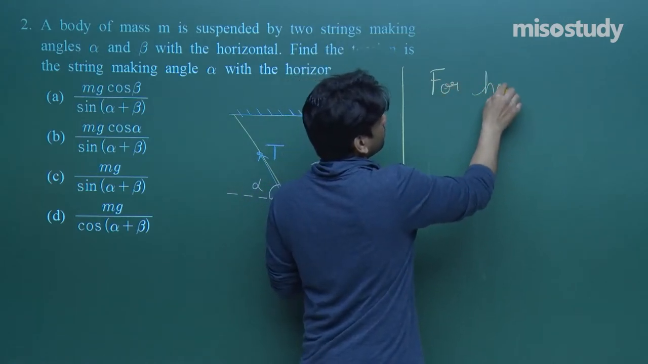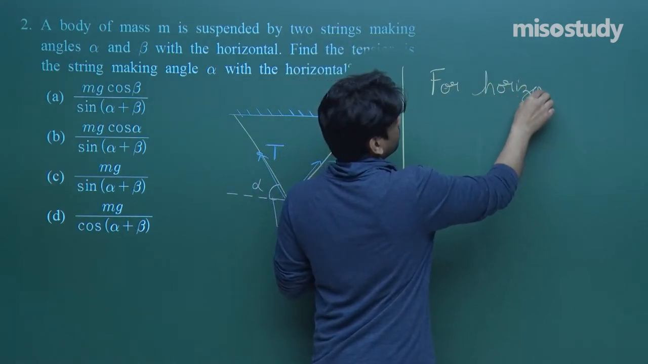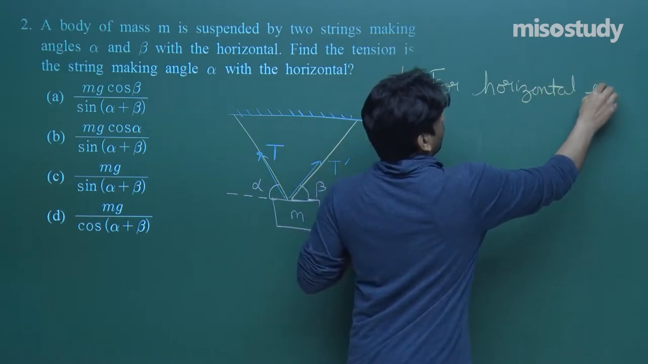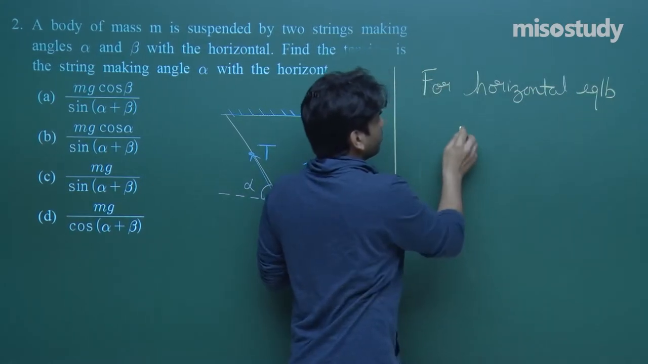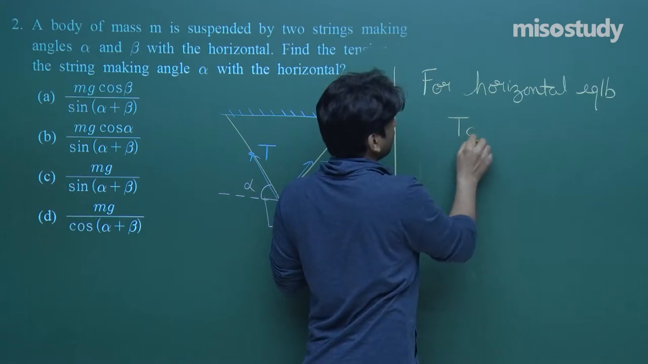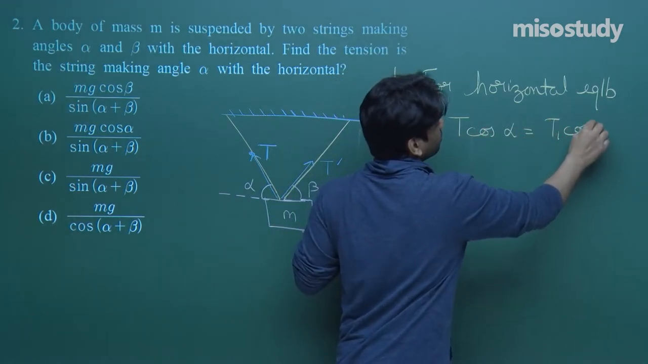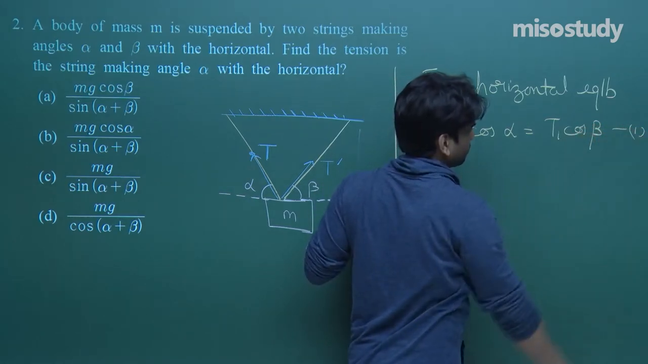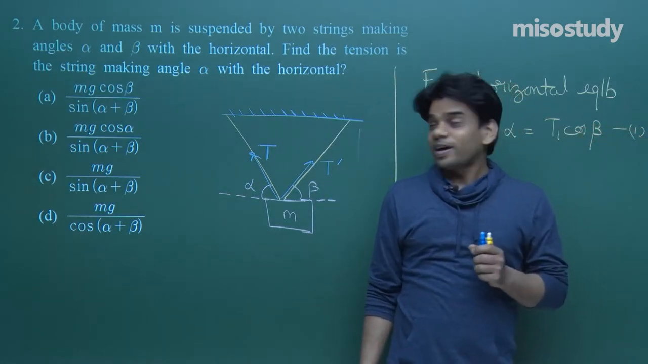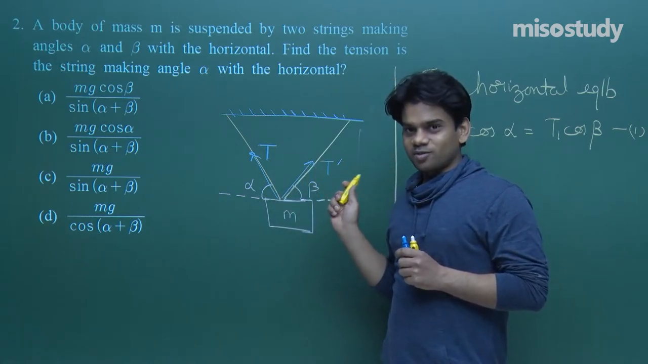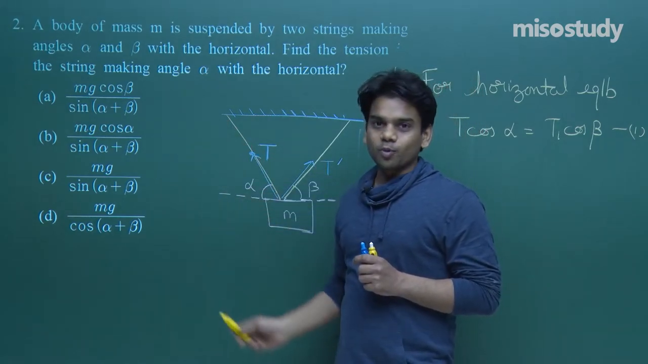of the block for horizontal equilibrium, we will be having T cos alpha is equal to T1 cos beta, equation number 1. So we got here. We need to evaluate the value of this tension T. That is what is required. These four options have been provided to us.